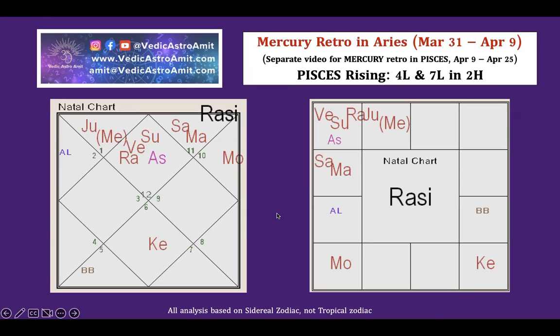So that's Mercury retrograde. As I mentioned, this is only for the phase when Mercury is in Aries. I'll make a separate video when Mercury goes to Pisces starting April 9th.